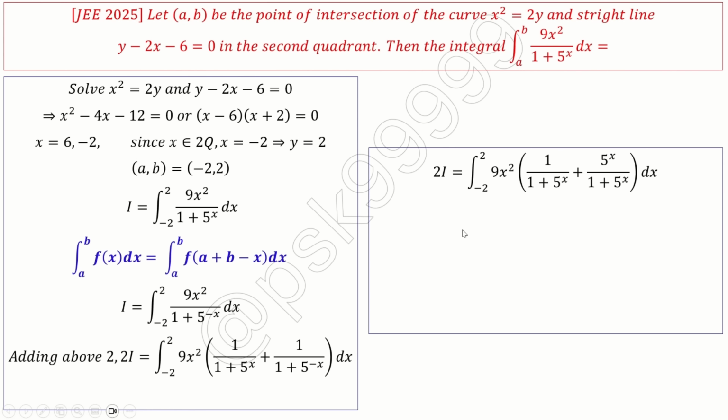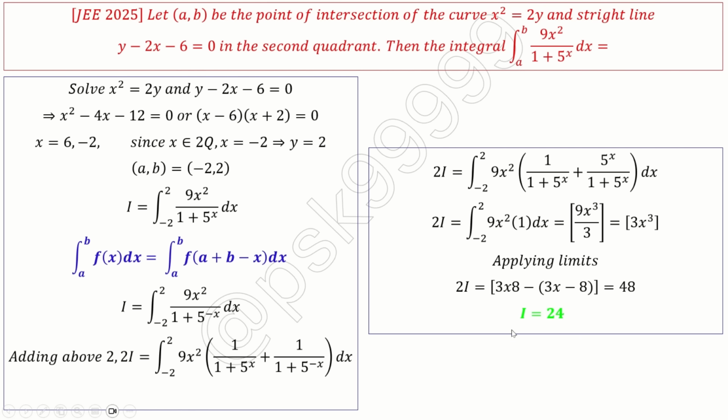Okay, so now integration is very simple. It is just 9x square integration, which is 9x cube by 3, which is 3x cube. If I apply the limits, 2I is nothing but 48 and I is 24. That's the answer. Okay, next.